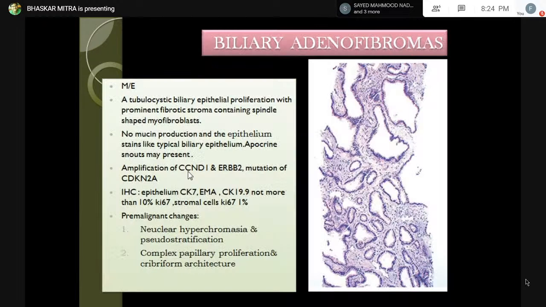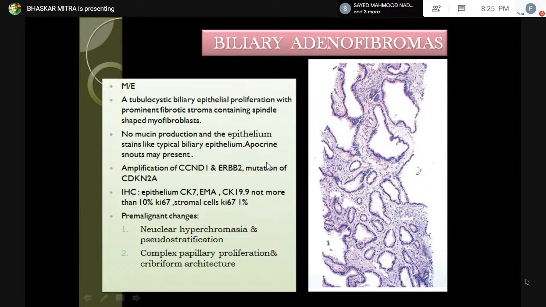Now, from this till date we have been showing the bile ductular proliferation only. Now, along with the bile duct there is a proliferation of the fibrotic stroma also. So the name suggests the term biliary adenofibromas, because there is a tubulocystic biliary epithelial proliferation along with a prominent fibroblastic stromal component, mostly composed of spindle shaped myofibroblasts. They usually do not show any mucin production.